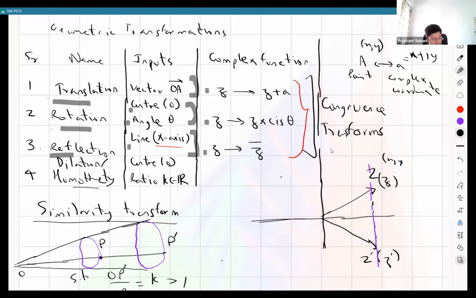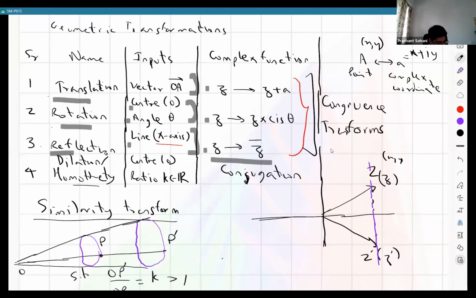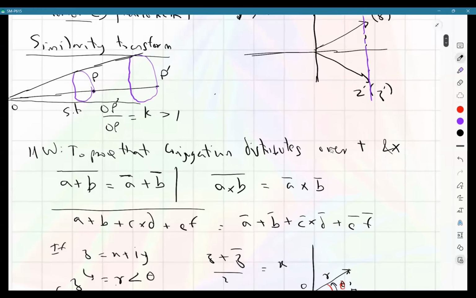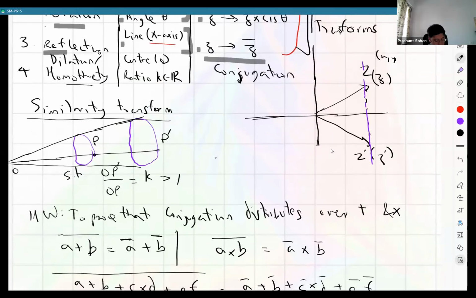And one important operation there is called conjugation, which you can read more about if you don't know what conjugation is. Then I started to discuss similarity transforms. The first transformation we are doing right now is homothety. Sir, homothety requires a given point as well, right? Yes. For homothety, you need to know the center of the homothety and the ratio. These two are the required data to define the homothety completely. Okay, got it. Thank you.